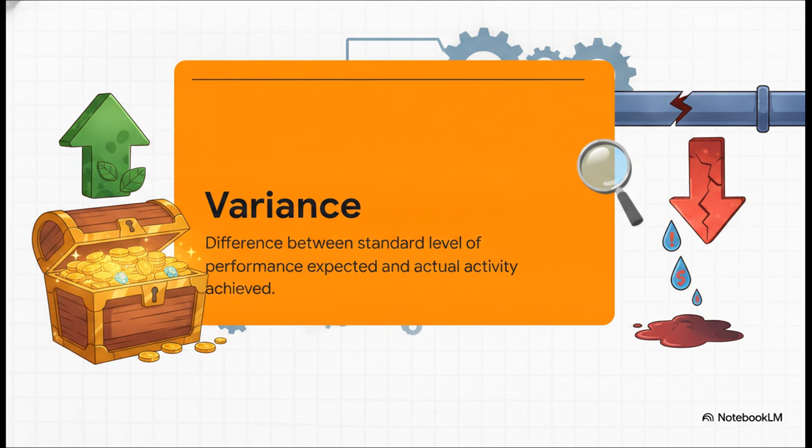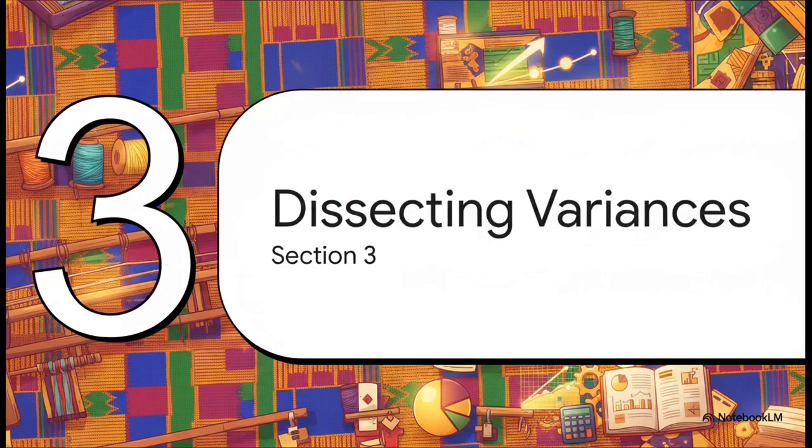Now, here is the absolutely crucial takeaway. A variance isn't just some mathematical difference on a spreadsheet. No, it's a glaring red flag screaming that something deviated from our plan. If actual costs come in lower than standard, fantastic, we have a favorable variance. But if costs exceed the standard, we've got an adverse variance. That's a leak in our financial plumbing, and it's one we need to patch immediately. Which brings us to Section 3, dissecting the variances.